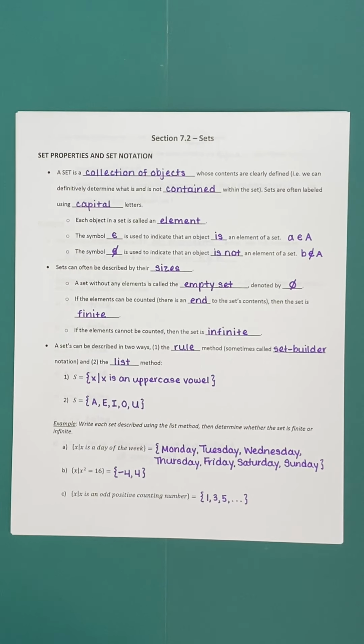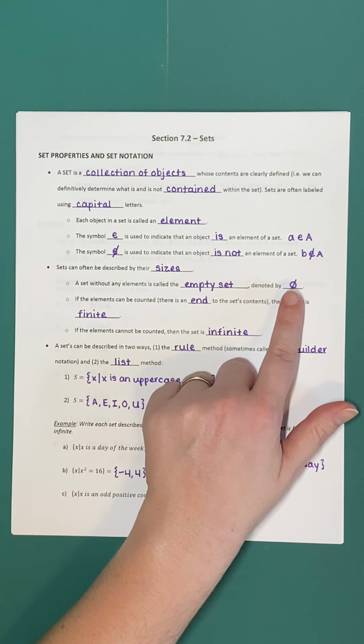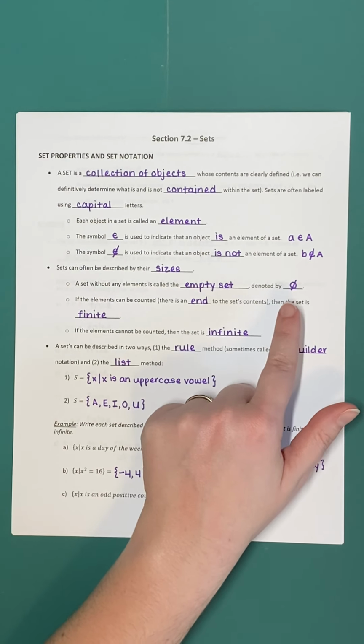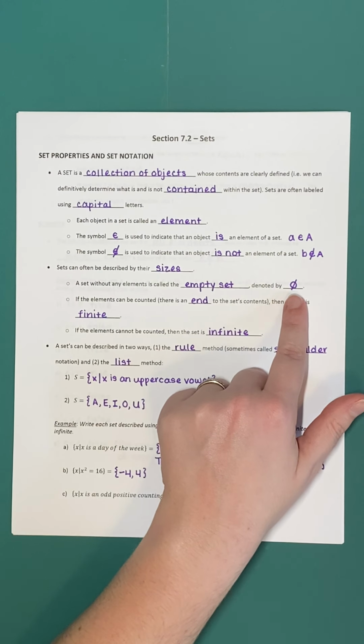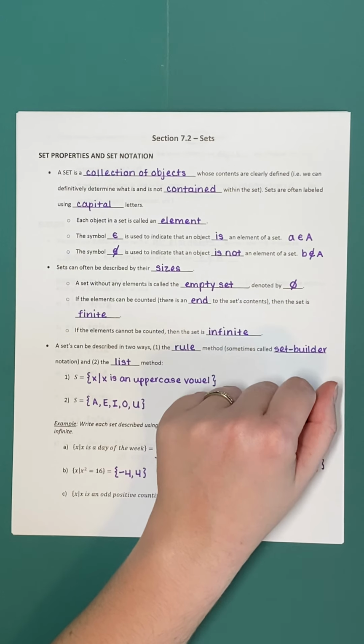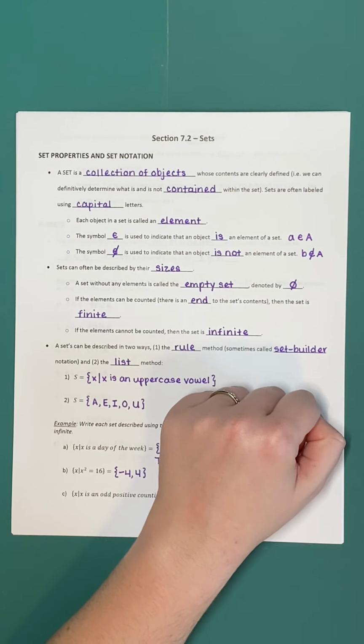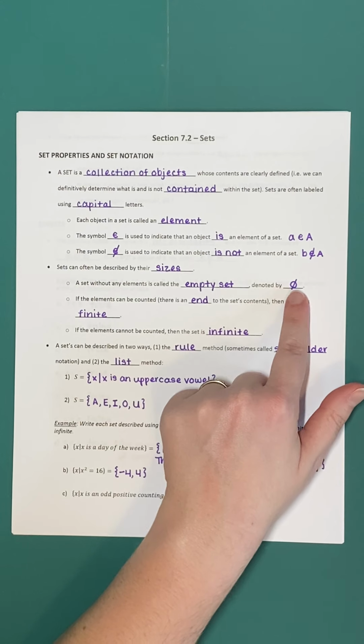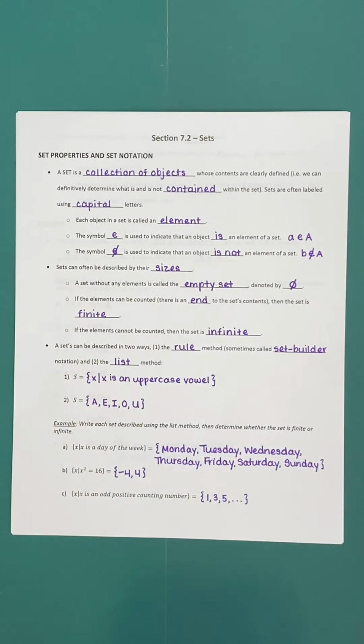Now, sets individually can be described using their sizes. A set without any elements, and it's possible to create a set that doesn't contain anything, is called the empty set. The symbol representing the empty set is an O with a slash through it. This set is often used if we're solving an equation and we want to indicate that there's no solution. We could either say that there's no solution, or we could say that the solution set is the empty set, which just means we can't find any solutions, and so the set of solutions would be empty.